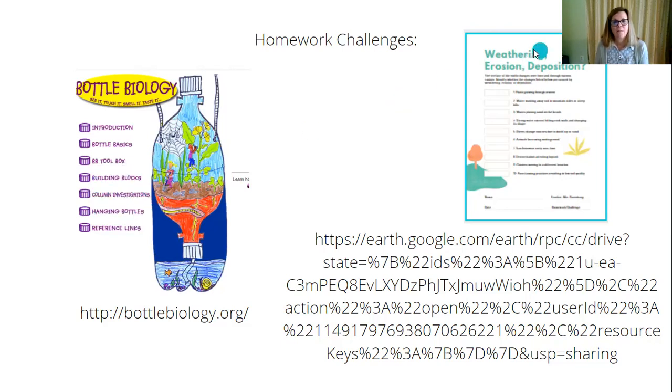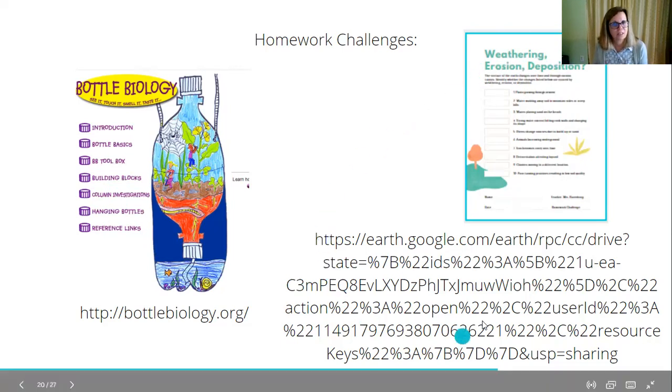It's fun. I'm also going to send you this page on weathering, erosion, deposition. You can try that and see how well you do and send it to me and I'll send you the answers back. And then I'm also going to send you a field trip.